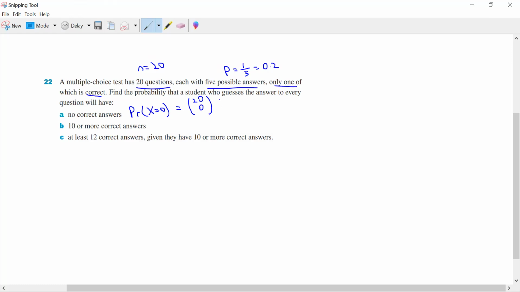And then we have our probability of success, or probability of a correct answer, 0.2, which has a power of 0. And then we have the probability of the event's failure, or the incorrect answer, which is 0.8, which has a power of 20 here. And then we can set it up on our calculator later.